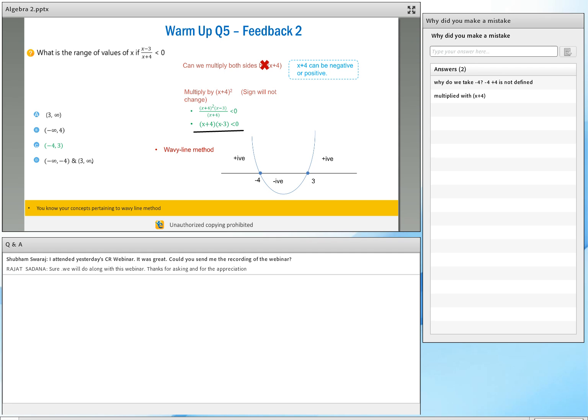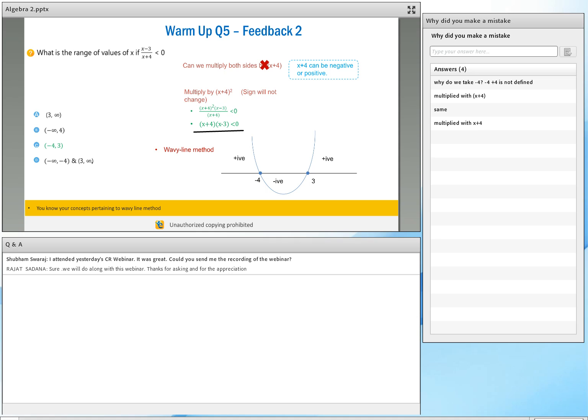You multiplied it with x plus 4. Okay. Guys, if you have a question, please put the question in the Q&A pod. That way Ashutosh can take that question, and we can still go on with our session. All right, you multiplied with x plus 4.